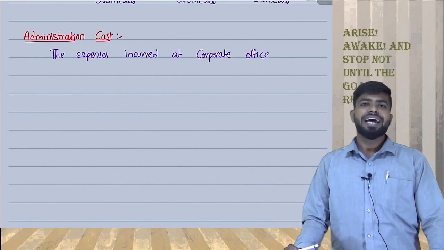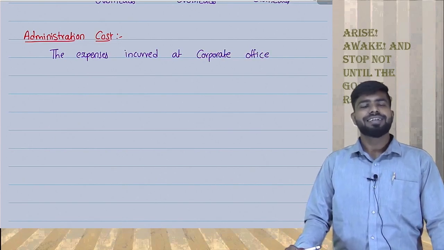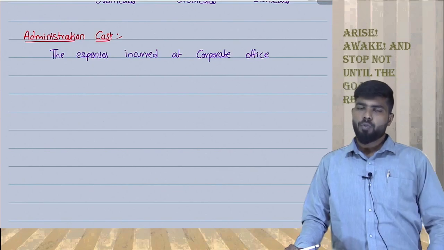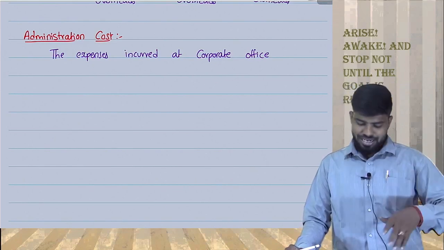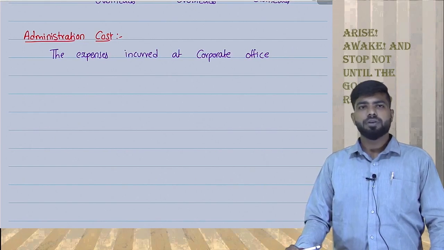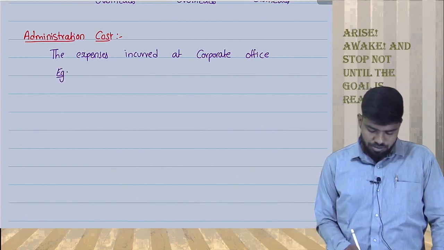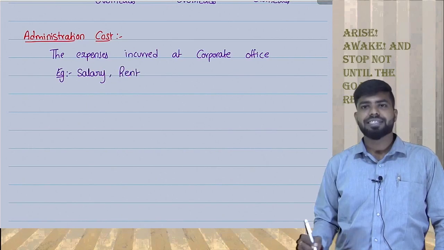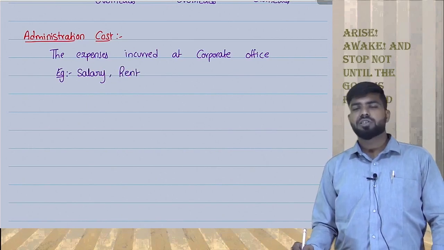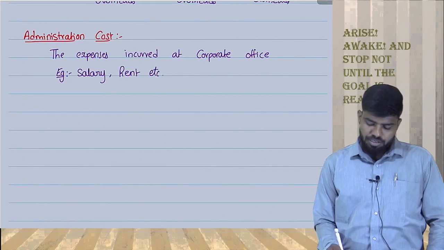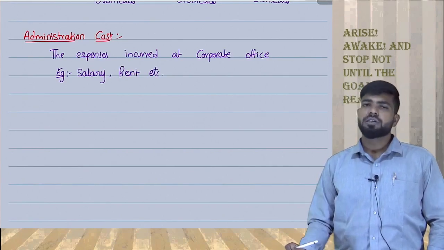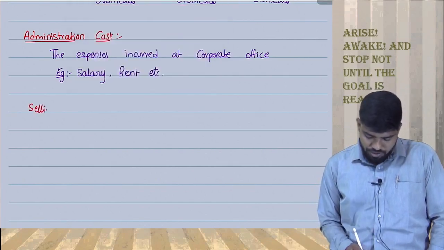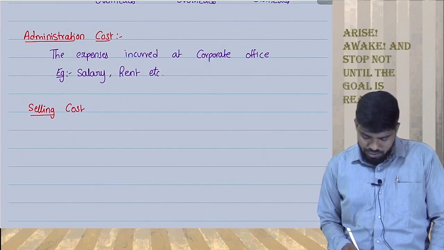As I told you, the manufacturing company will be broadly categorized into three categories: factory, administration office, sales department. Whatever expense we are incurring at the administration office will be considered as the administration cost. Okay, so examples. Salary of the administration staff, rent of the office premises. Okay, stationery, courier charges, all these things can be considered as the administration cost, etc. So this is about administration cost. You can copy this. Next, selling cost.